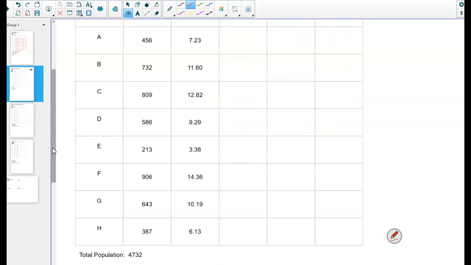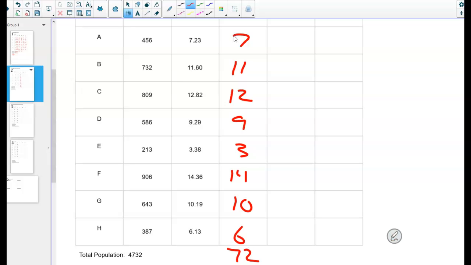All right, so with the Jefferson method, we get our total population, we get our standard divisor. We take that standard divisor and divide all 8 individual populations to get our standard quota. And now we take our lower quota just like Hamilton. 7, 11, 12, 9, 3, 14, 10, and 6. And we're going to add that up. Okay. And that lower quota is going to be what? Was it 72? Very good. So in this case, we have 72 of our lower quota.